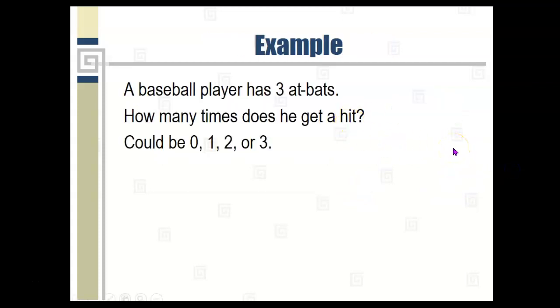Another example, a baseball player has 3 at-bats in a game. How many times does he get a hit? Well, it could be 0, could be 1, could be 2, or it could be all 3.